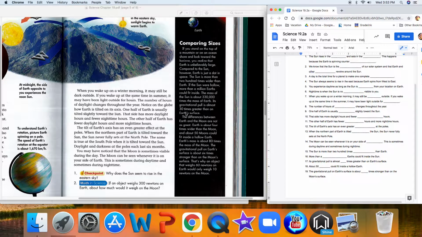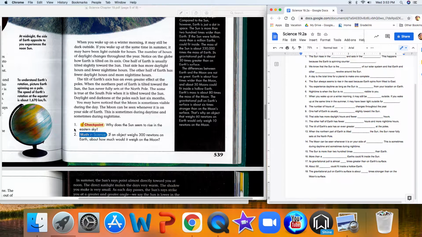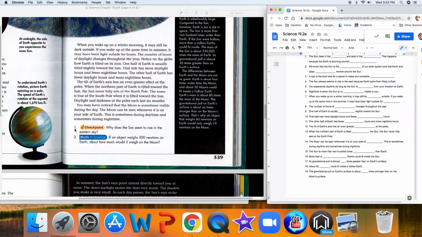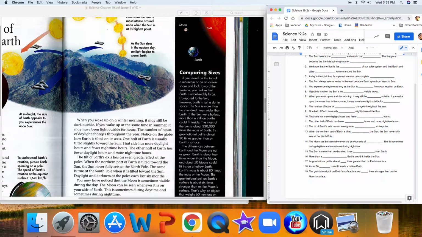All right, guys, we got just a start today talking about all the awesome things that is our Earth, our sun, and our moon, and comparing some of the sizes, and then understanding today how the spin of the Earth gives us the amount of daylight hours. We'll talk more about that on Monday.